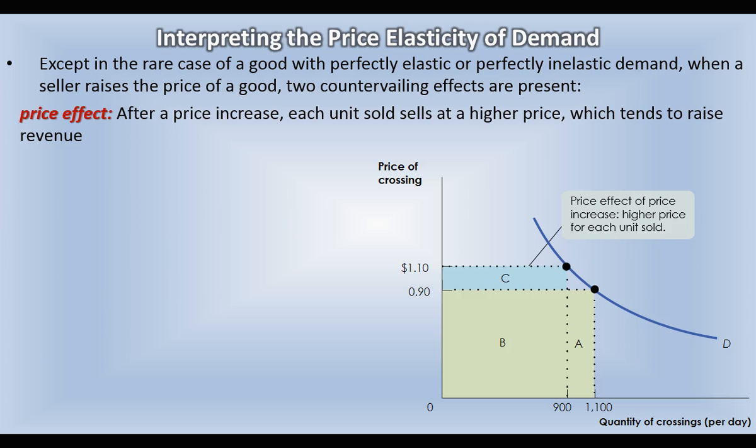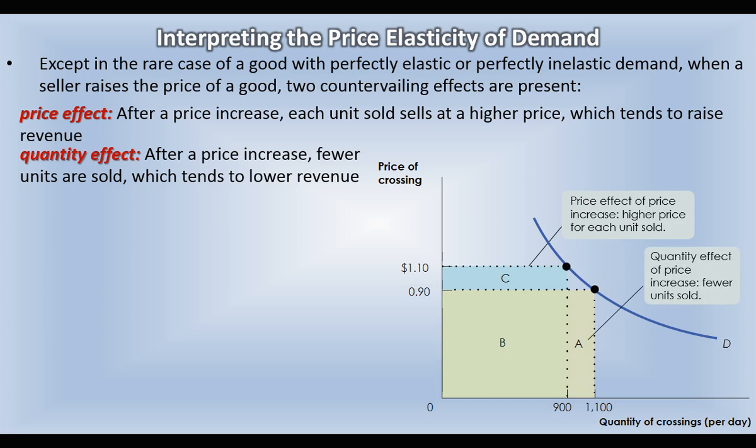And so in this case, area C represents the price effect of this price increase for the toll crossing. And then you're going to have the quantity effect, which is going to offset the price effect, which again is represented by this area A. After a price increase, fewer units are sold, which tends to lower revenue.